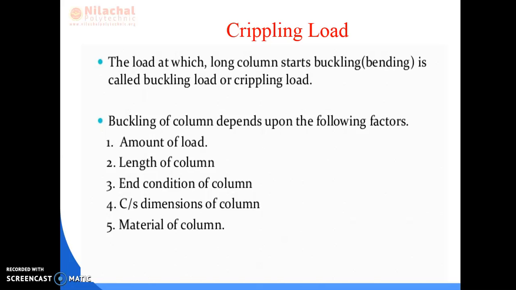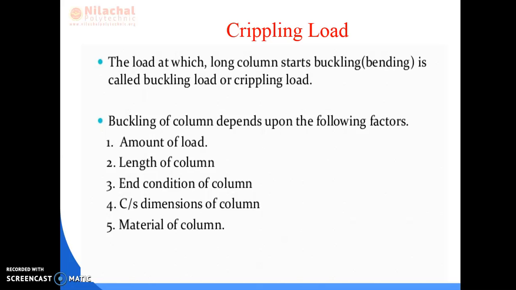Cross-sectional dimension of the column means the size of the column. It may be a square column, a rectangular column, or a circular column. If the diameter or size of the column is much less than the length of the column, there is also a chance that the column may tend to buckle.